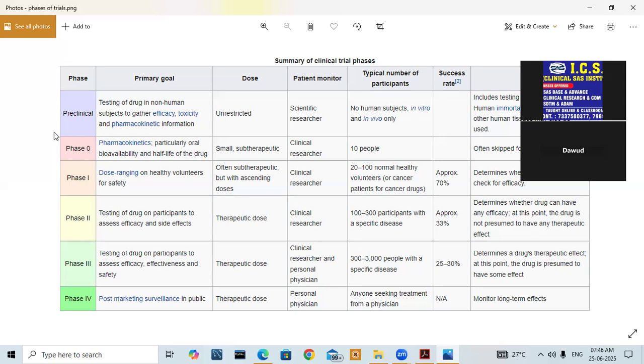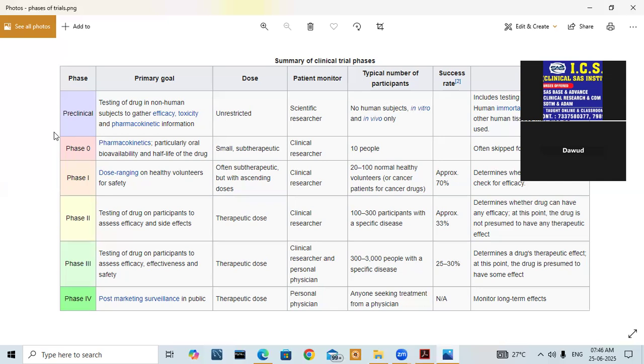It should also have efficacy. For example, take a poison. Any poison will have some efficacy, yes or no? See, any poison, if you take it in small amounts, can be used for treating some disease also. Some poisons can actually be used for treatment, but they are not safe.